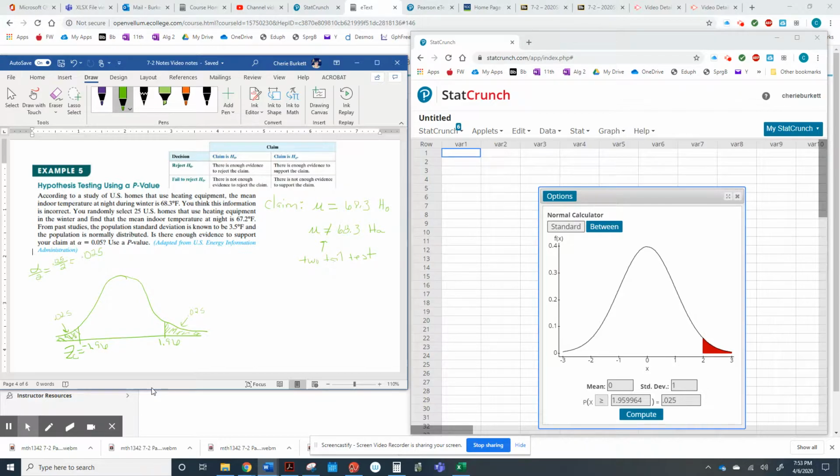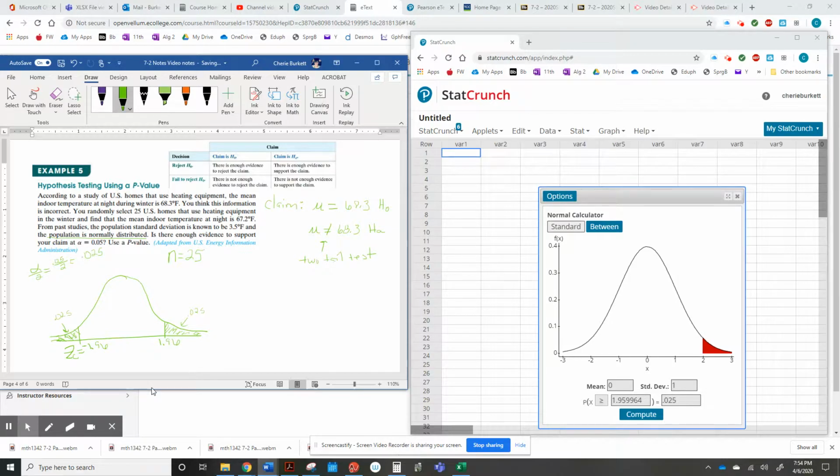You randomly select 25. So my sample size is 25. That's not big enough. So they better tell me that my population is normally distributed. And they tell me that right there. So they tell me my population is normally distributed. I only have a sample size of 25. So this picture is still valid because they told me it was normally distributed. Okay.